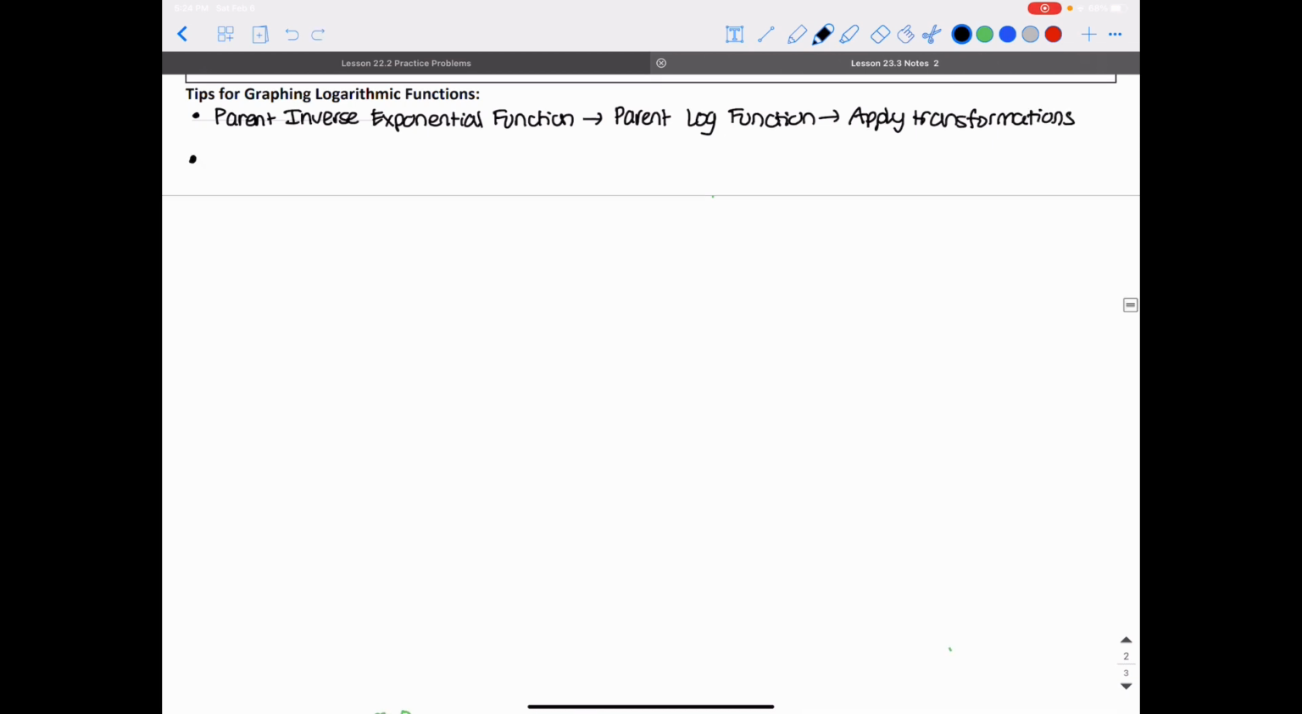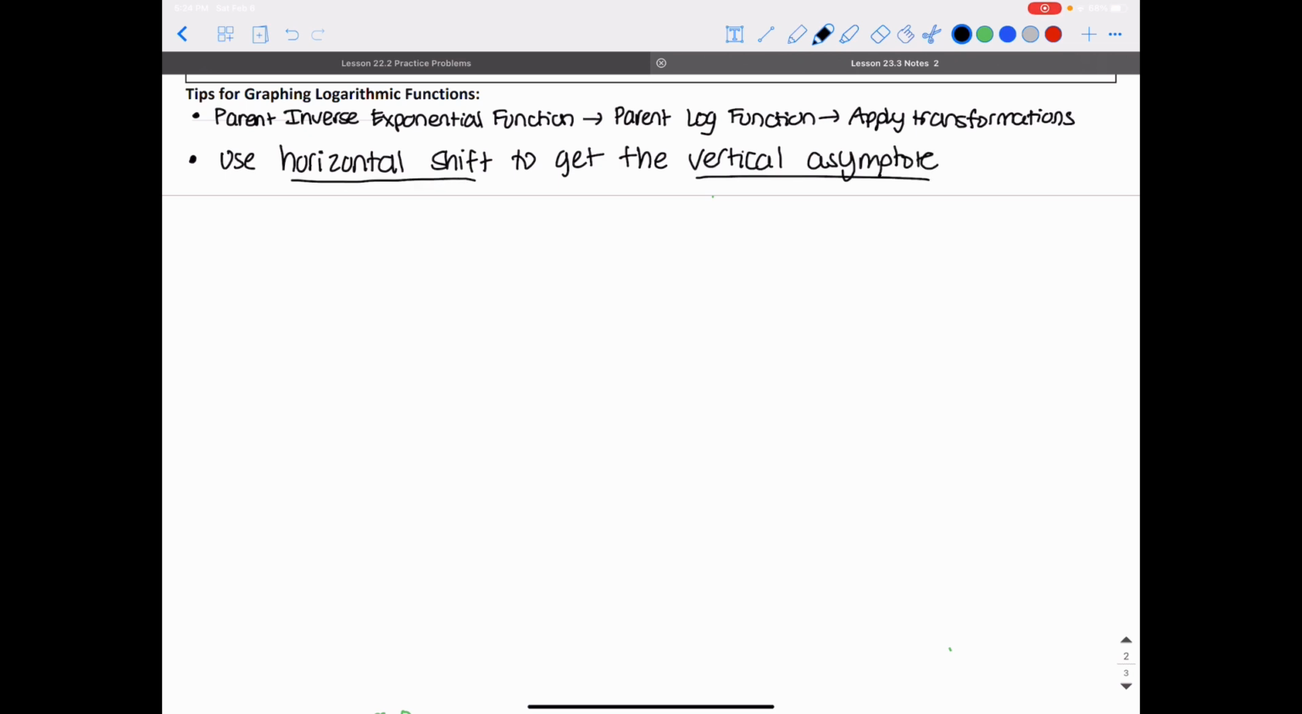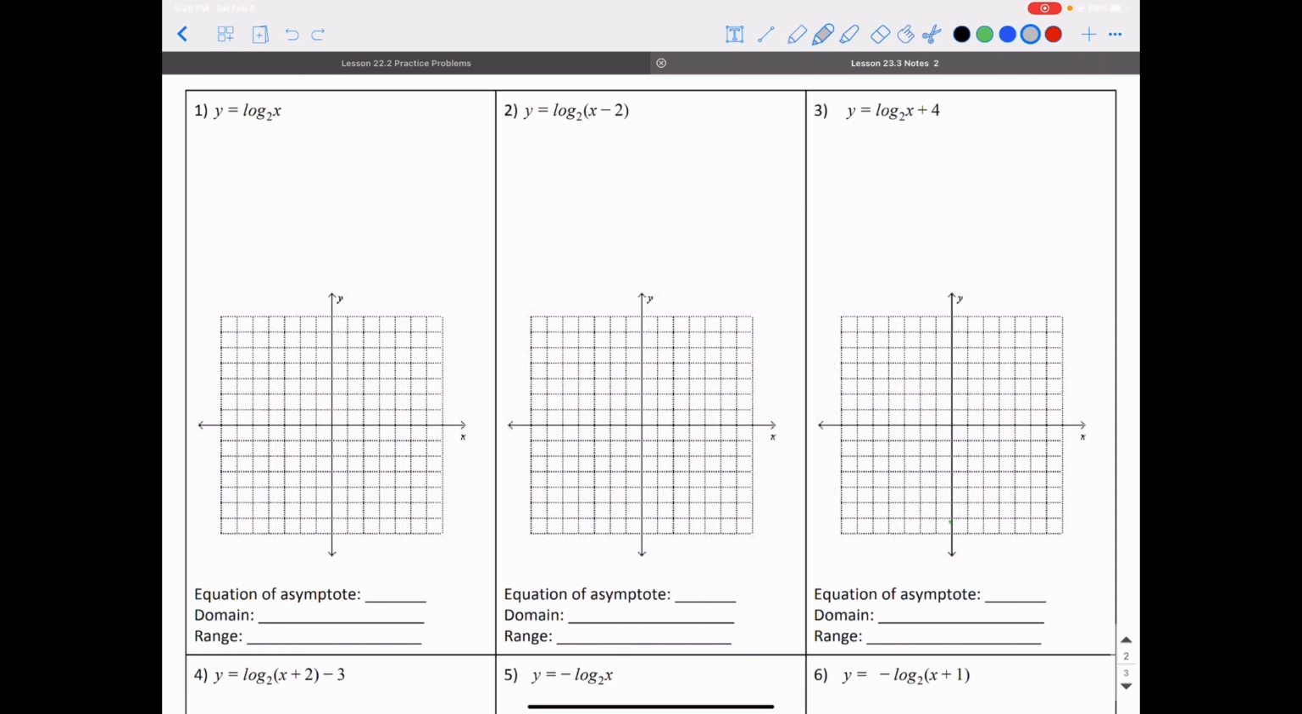Another thing to keep in mind when we're graphing logarithmic functions is to use the horizontal shift, not the vertical shift this time, to get the vertical asymptote, since we're going to have vertical asymptotes for logarithm functions. To find the vertical asymptote, we're going to use the horizontal shift, what's happening to the x. For these functions, I'm only going to do a couple of them, and then I want you to do the other ones on your own.